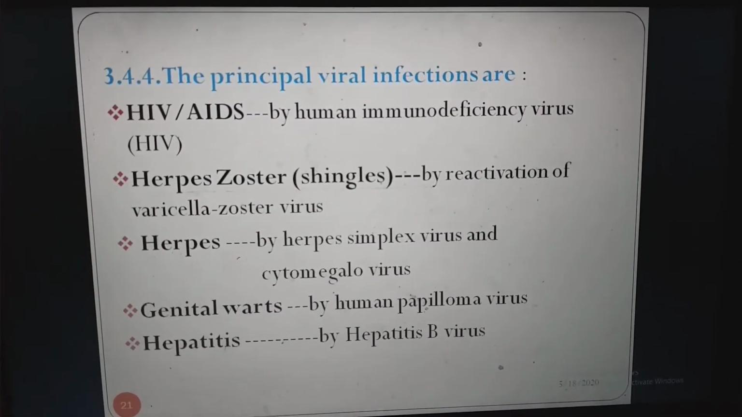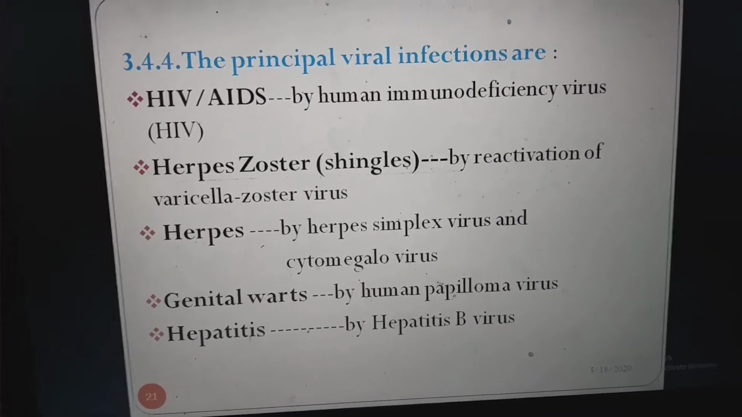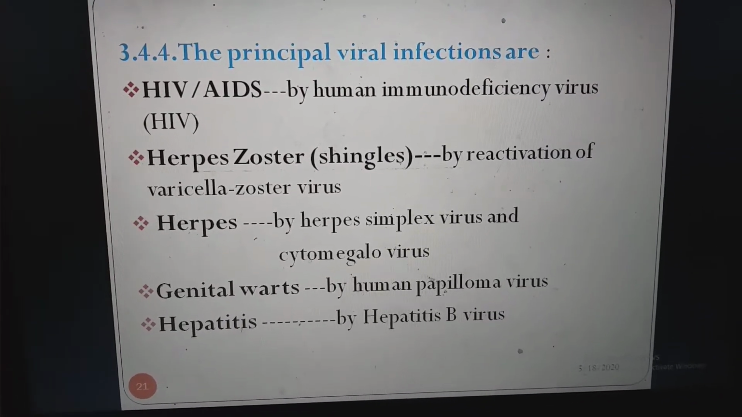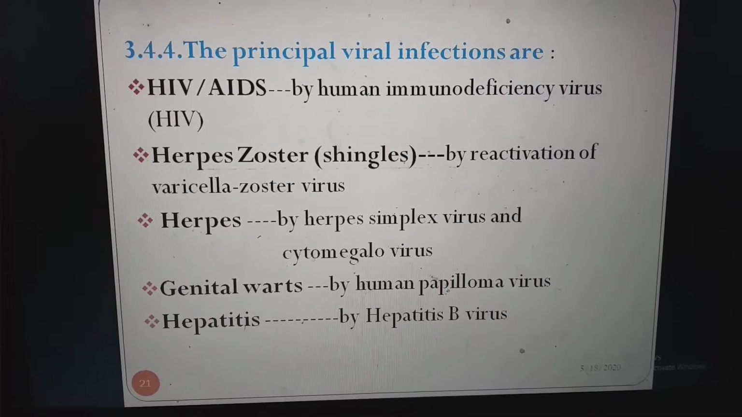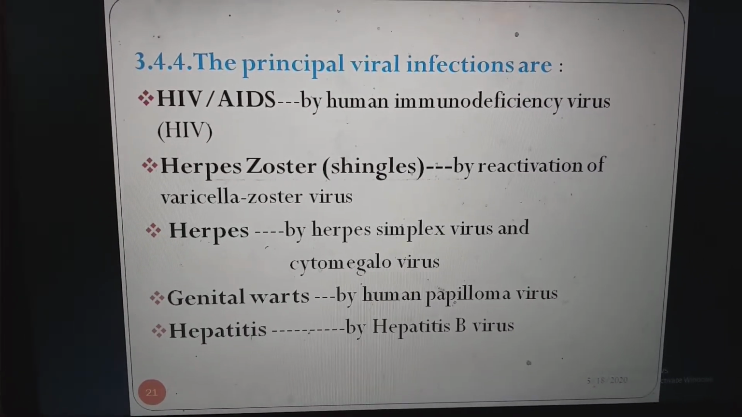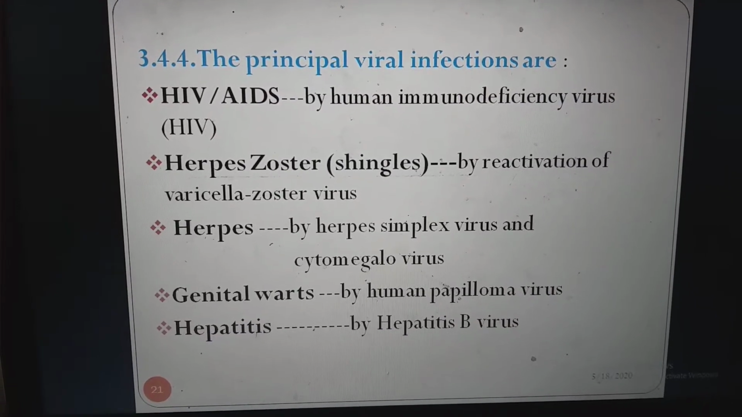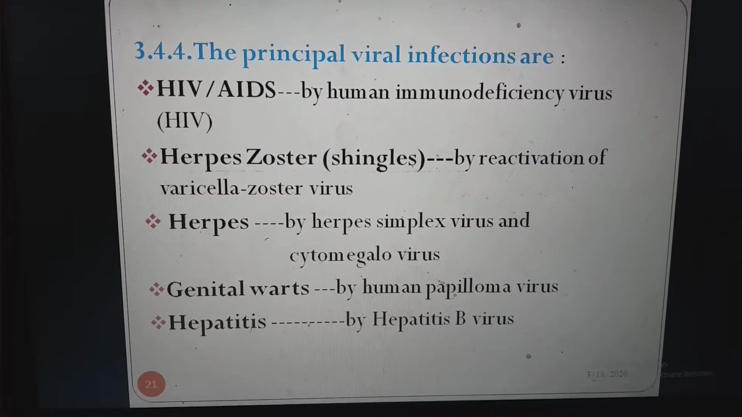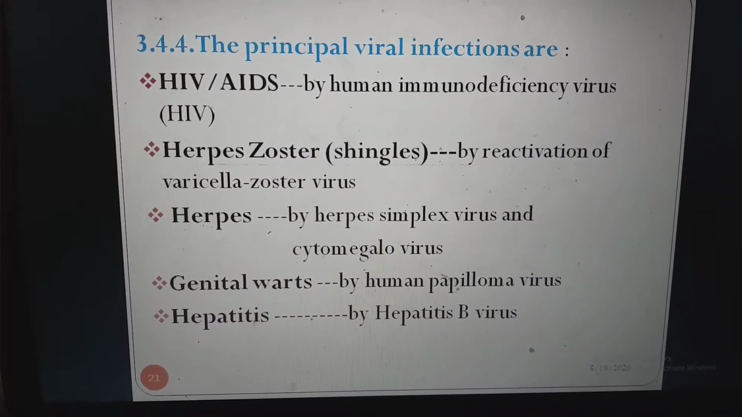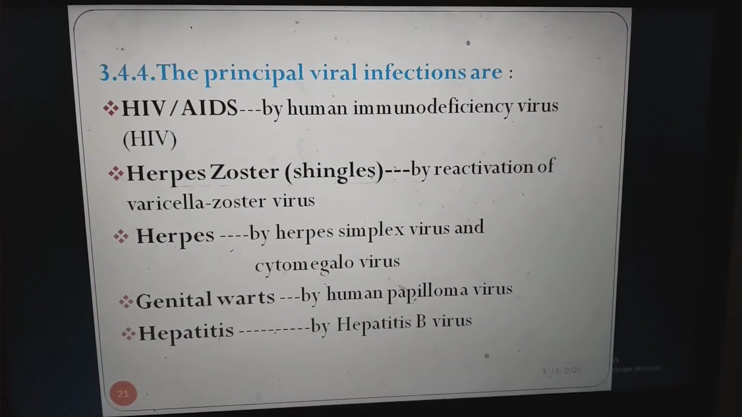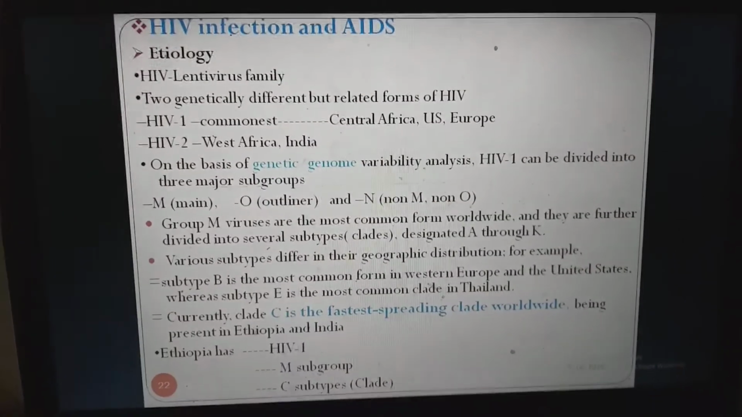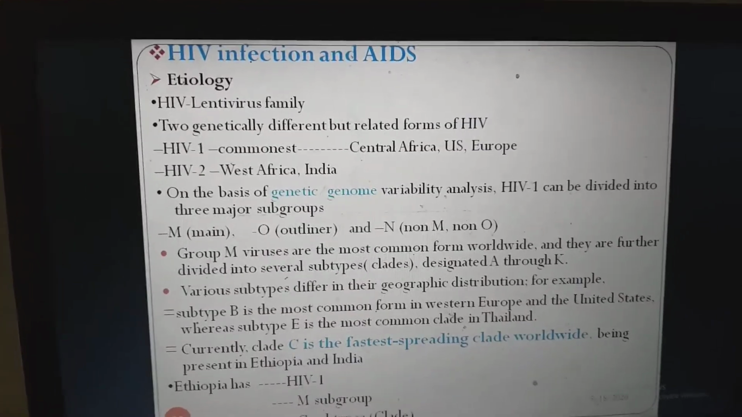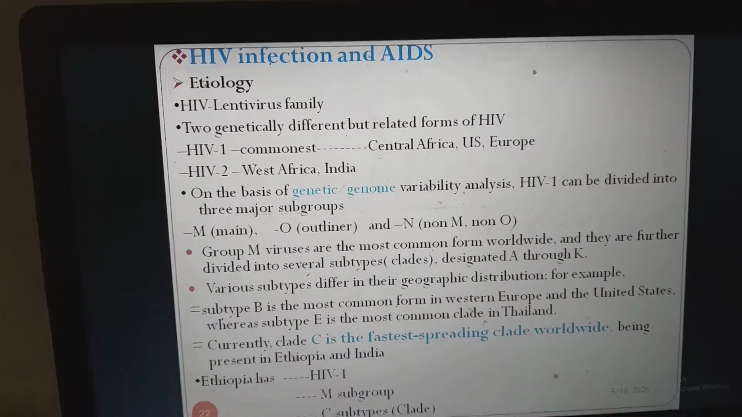The principal viral infections are: HIV/AIDS by human immunodeficiency virus, herpes zoster or shingles by reactivation of varicella zoster virus, herpes by herpes simplex virus and cytomegalovirus, genital warts by human papillomavirus, hepatitis by hepatitis B virus. Good. The most common sexually transmitted infection is HIV. So let's come to HIV infection and AIDS.